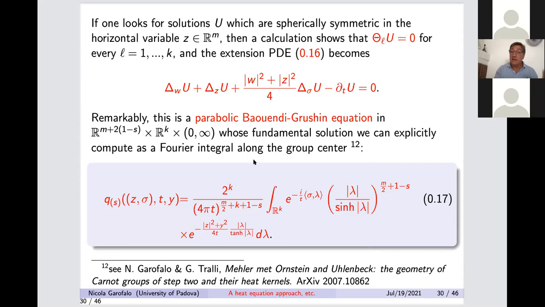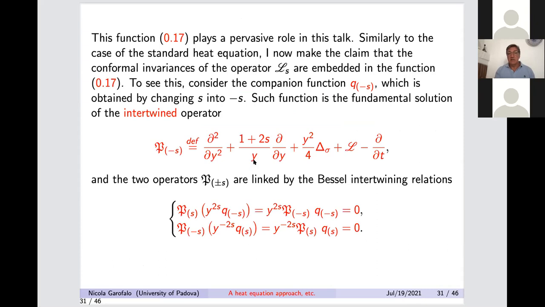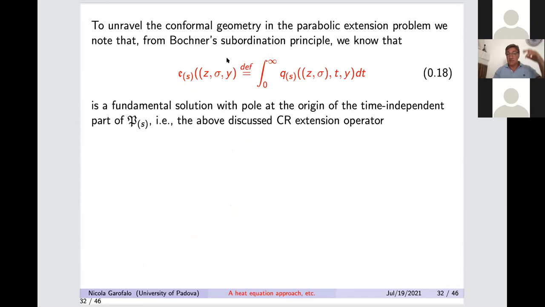All right, so with this fundamental solution, now we look also at the intertwined operator, the one in which I change s into minus s. And then we have these Bessel intertwining relations that we can exploit. And now to unravel the conformal geometry in this parabolic extension problem, let's note, as I did in the standard case of the heat equation, that by Bochner subordination, the integral in time of this fundamental solution gives you the fundamental solution of the CR extension operator written here.